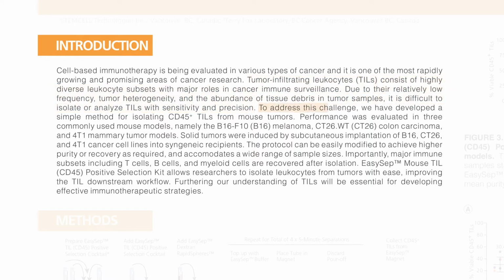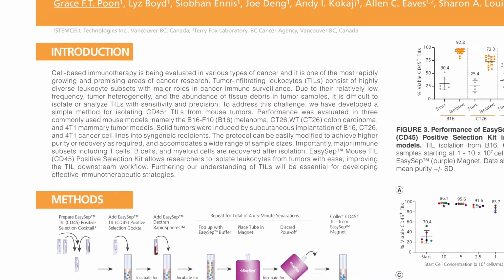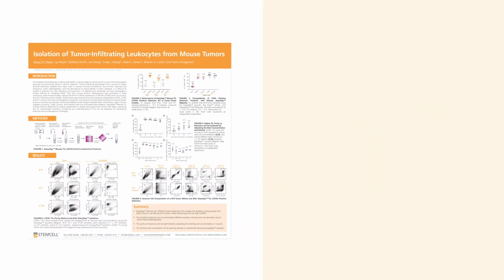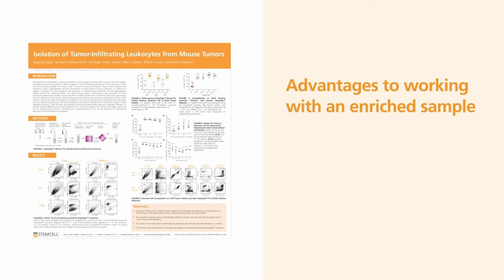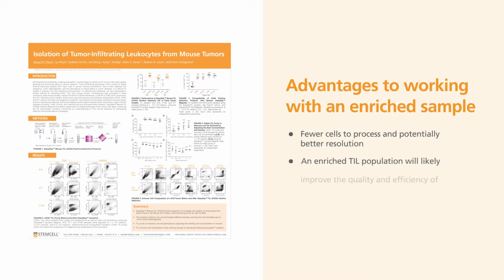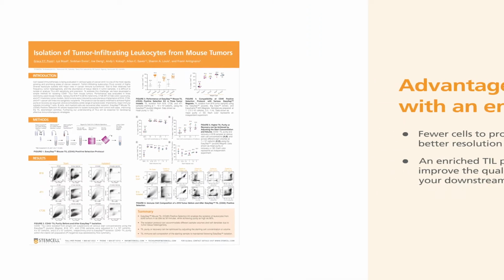To address this challenge, we have developed a simple method for isolating CD45 positive TILs from mouse tumors by immunomagnetic separation. There are many advantages to working with an enriched sample. For instance, in the case of single-cell sequencing or flow sorting, TIL enrichment means fewer cells to process and potentially better resolution. Having an enriched TIL population will likely improve the quality and efficiency of your downstream application.